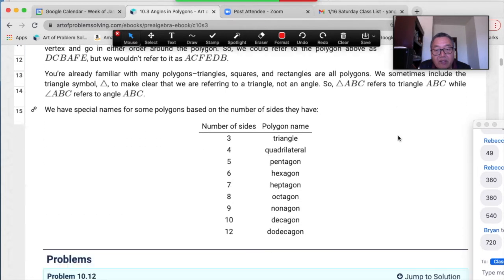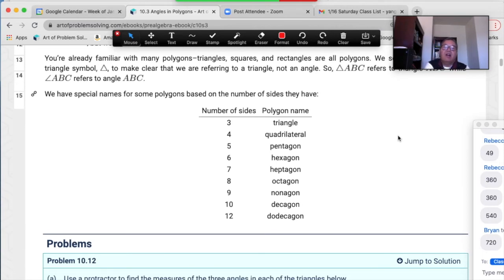Okay. Keep that in mind, then we'll get that. So here are the names for polygons with different numbers of sides. 3, that's a triangle. 4, that's a quadrilateral. 5, that's a pentagon. 6, that's a hexagon. 7, that's a heptagon. 8, that's an octagon. 9, that's a nonagon. 10, that's a decagon.